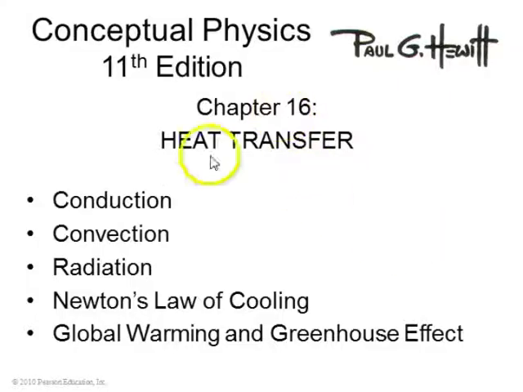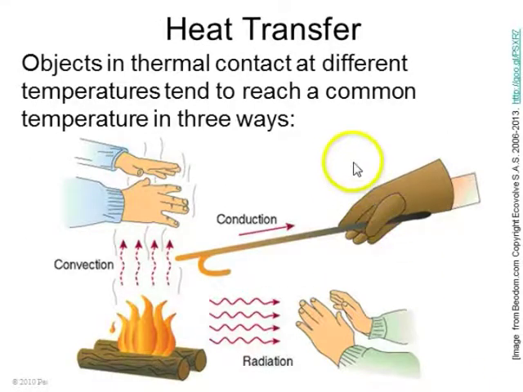Okay, chapter 16 is all about heat: conduction, convection, radiation. And we'll talk about Newton's law of cooling and global warming and the greenhouse effect. So to start off, any objects that are in thermal contact and have different temperatures will have heat go from the higher temperature object to the lower temperature object. And there are three modes of heat transport: conduction. For example, the fire is hot, your hand is cooler, and so heat will be conducted along this iron rod.